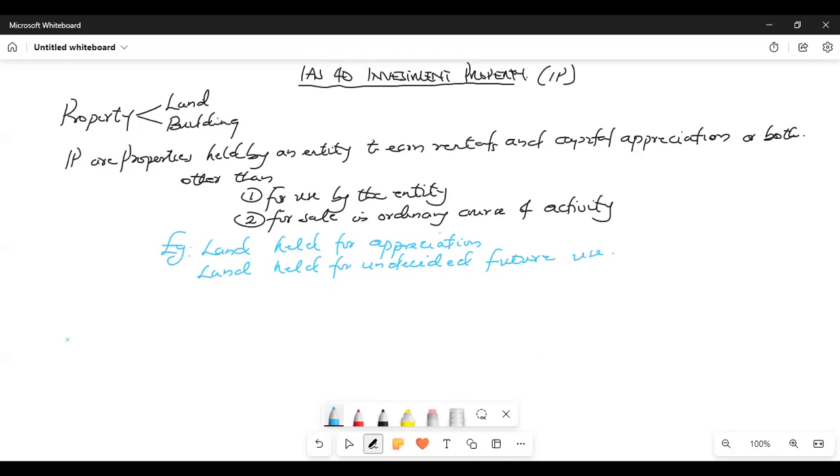Then we have a building that is leased out under operating lease. Please, I didn't say finance lease. I said operating lease. So take note of that. So a building leased out under operating lease. And I'm repeating this. I never said finance lease. I said operating lease. All right.